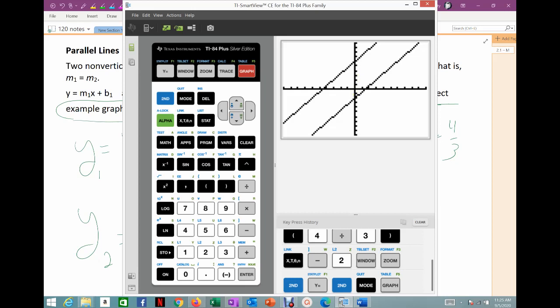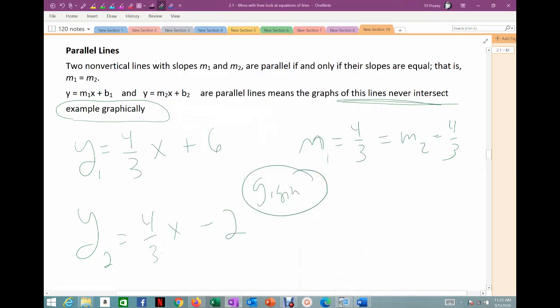One of them crosses the y-axis at 6. One of them crosses the y-axis at -2. There's 8 units between them. And if I look at any 2 points on this line, there'll always be 8 units between them because they're always going up at the same rate. And so they can never, ever, ever cross. All right, parallel line slopes are the same. Increasing, decreasing at the same rate will never, ever cross. All right, so parallel lines.